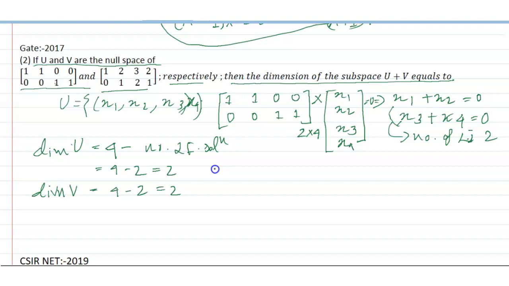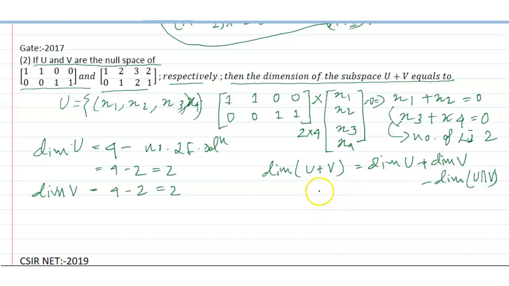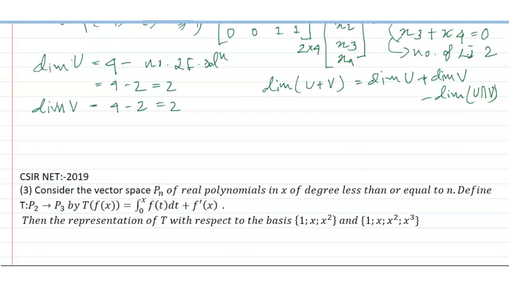Now I have to find our formula. Dimension of u plus v equals dimension of u plus dimension of v minus dimension of u intersection v. So friends, I have to find out the dimension of u intersection v. How can I find it out?